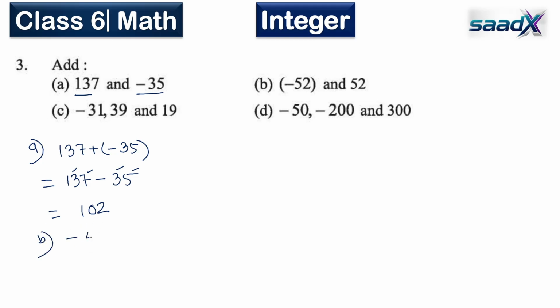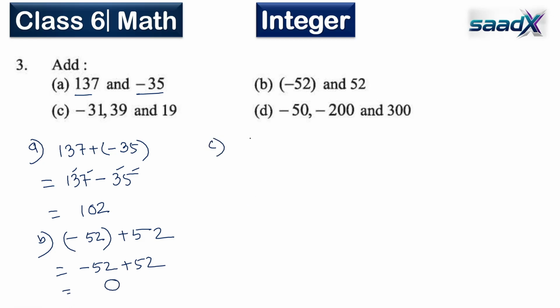Number B, minus 52, add 52, right, plus 52. So minus 52 plus 52, it will be 0.